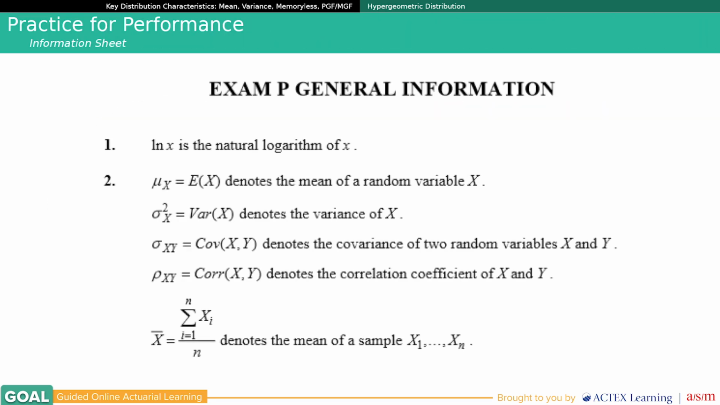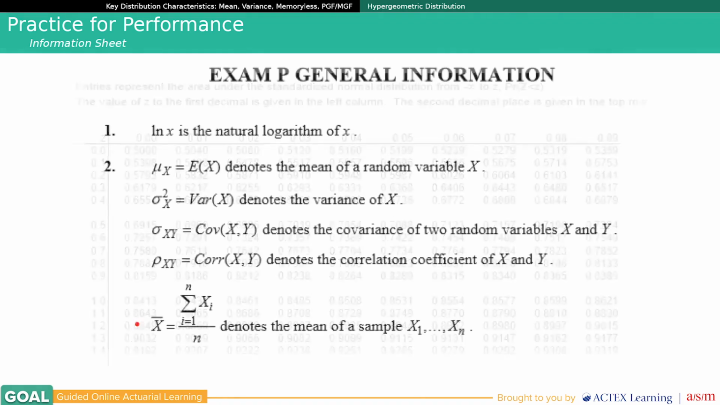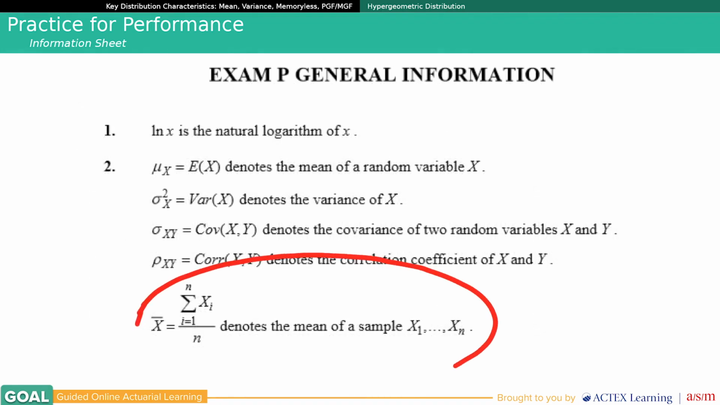Use the same general information sheet that will be provided on the exam. This means practice with a normal table, not a normal calculator. And don't try to memorize population mean. They give it to you.